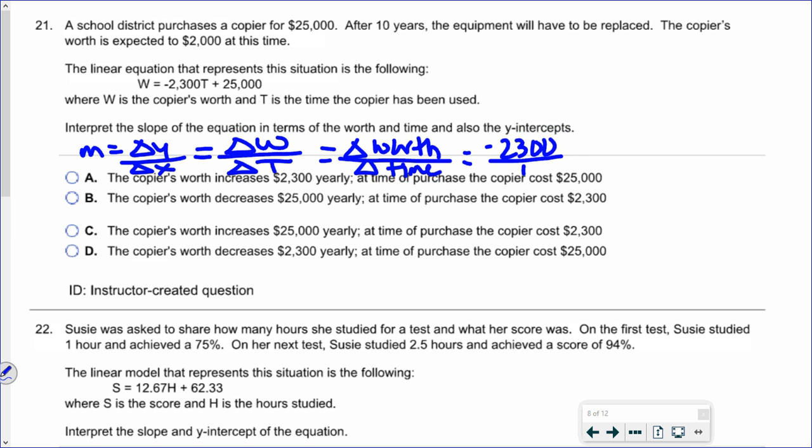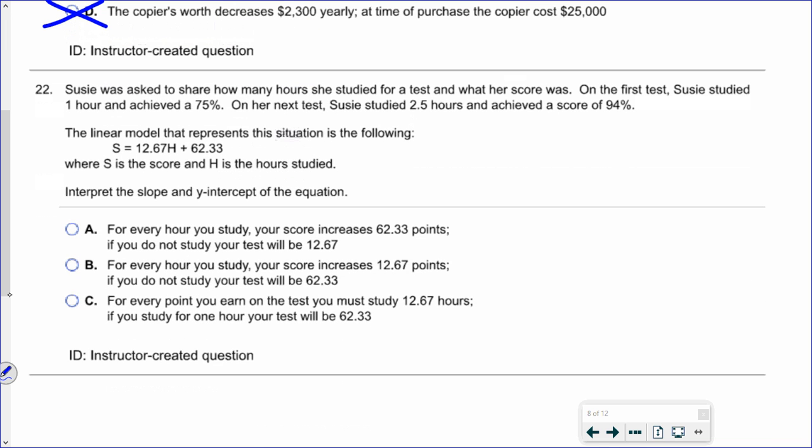The worth of the copier increases? It can't increase. The copier's worth decreases $25,000 yearly? That doesn't make sense. The copier's worth increases? No. The copier's worth decreases? Yes, it has to be D. I don't even have to read the rest of it, do I? Do we all understand that? Okay. Same exact concept for 22.